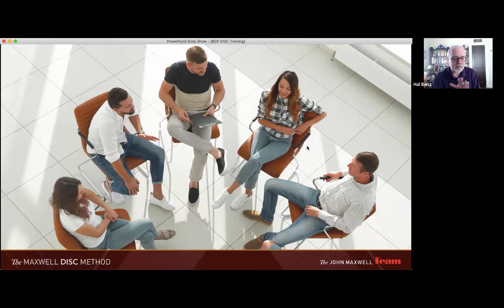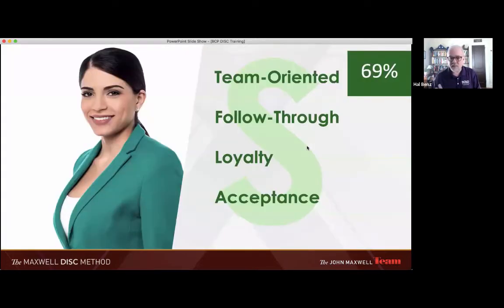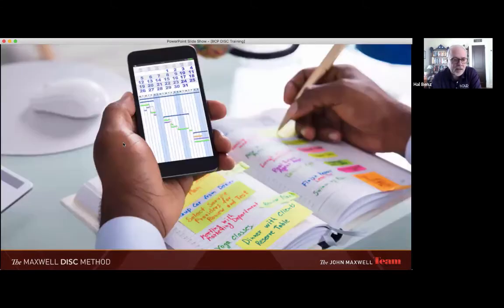The high Ss make up about 69% of the population. The vast majority of the earth is filled with high Ss. They're team oriented. They're steady. They're great with follow through. They're loyal. They're friendly. They're accepting. 69% are the high Ss.